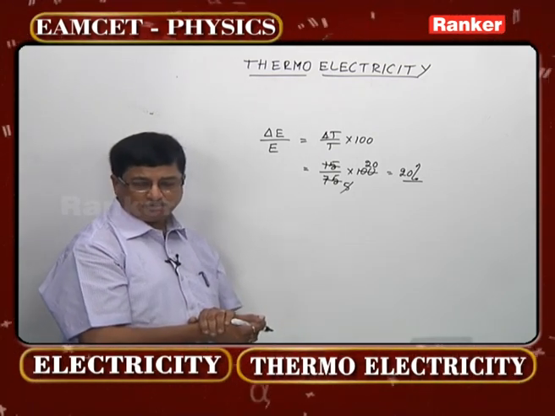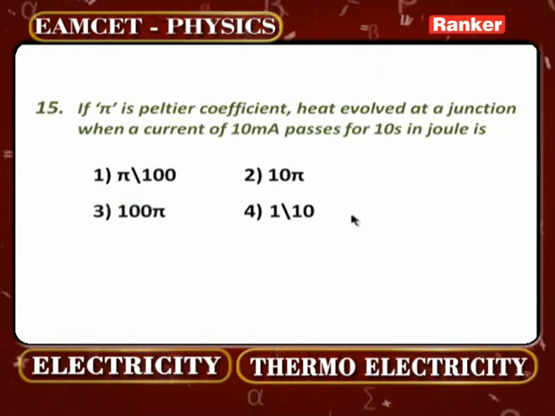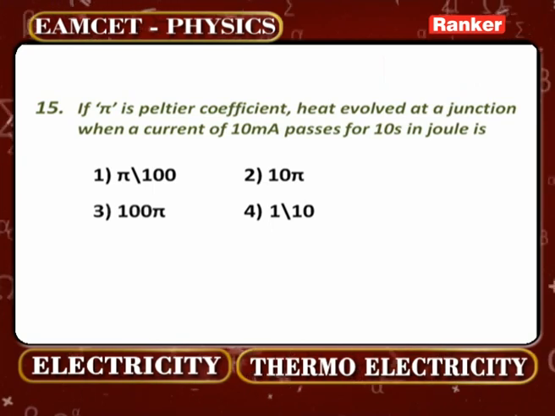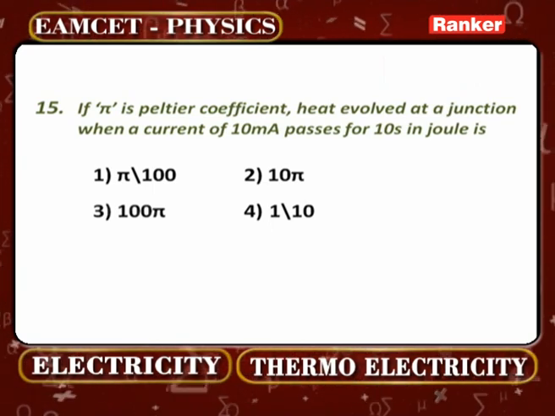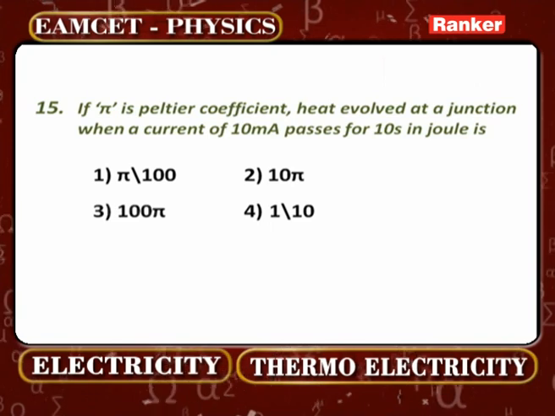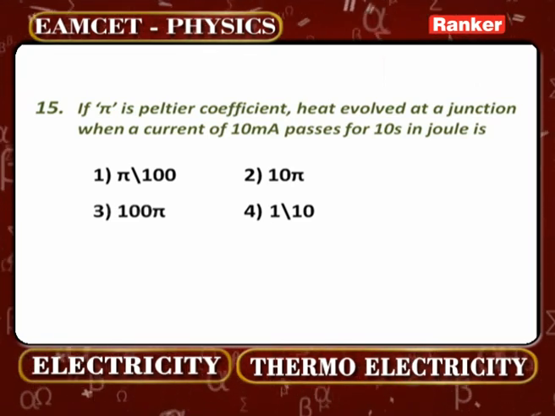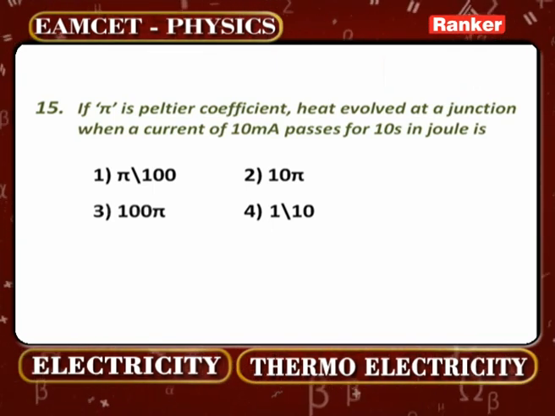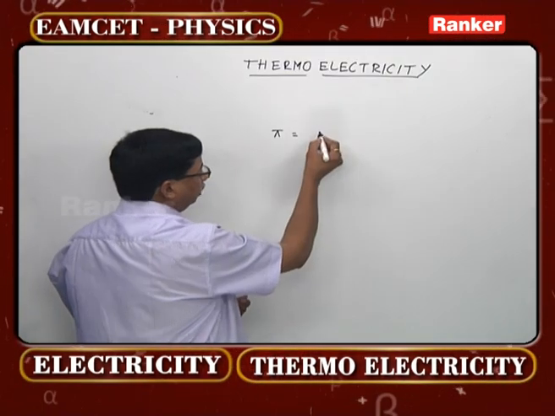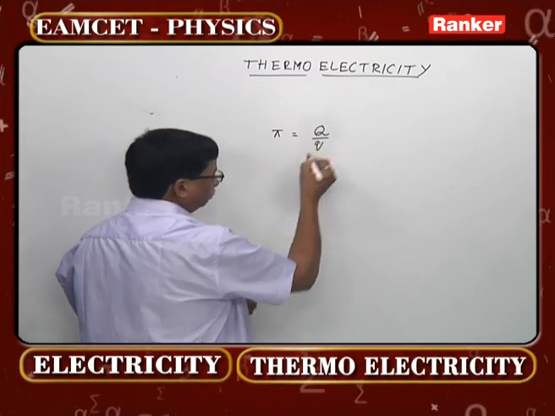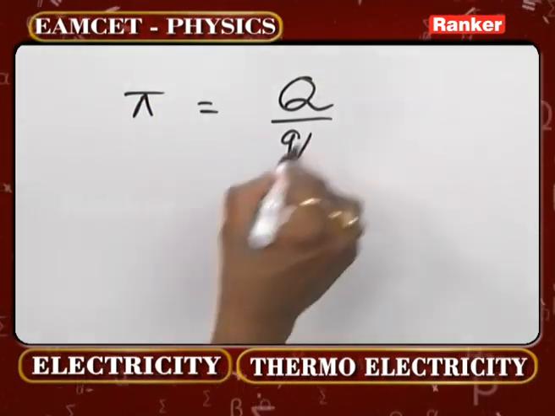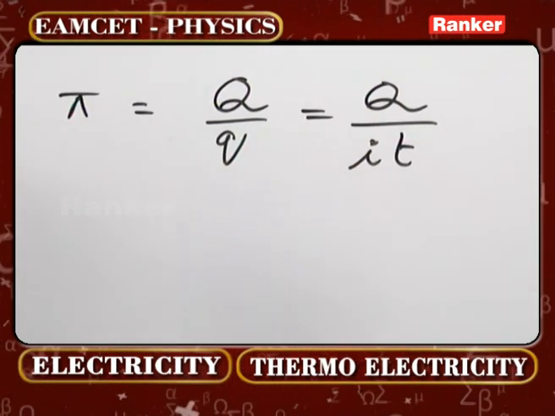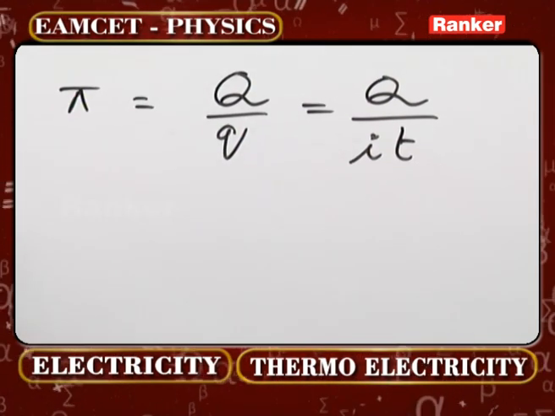Look at the next problem, problem number 15 this time. If pi is Peltier coefficient, heat evolved at a junction when a current of 10 milliampere passes for 10 seconds, in joule, is how much? Pi is Peltier coefficient, that is the point. What is the formula for pi first of all? Pi, Peltier coefficient, means it is Q by small q. That is actually the formula. But what is small q? It is current into time, because small q is the charge. Charge is the product of current and time.